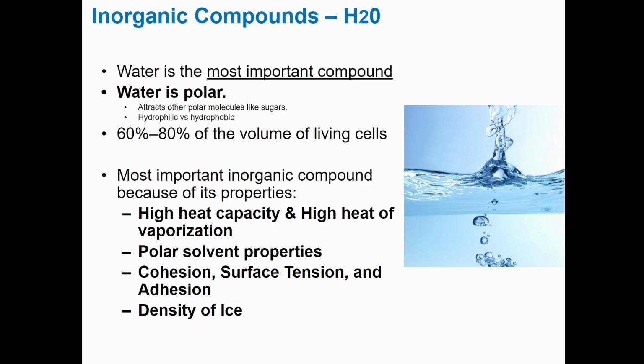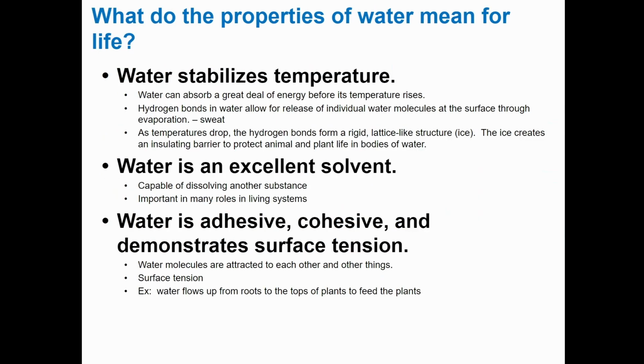Here is just a quick list of some of the characteristics or properties that we're going to look at for water: high heat capacity, high heat of vaporization, the polar solvent properties, cohesion, surface tension and adhesion, and the density of ice. First and foremost, water stabilizes temperature. This is a generalization for the properties of high heat of vaporization and high heat capacity. Water needs a great deal of energy or heat to affect its overall temperature.